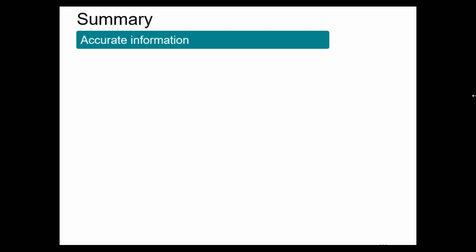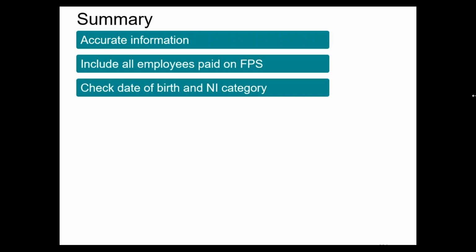So let's recap the main points that we've looked at in this webinar. Make sure the information you record on your payroll software is accurate. Include everyone you pay, however much you pay them. Accurate information includes your details as the employer, your employee's details, the pay amounts, the starting and leaving dates, and of course the tax codes. As we've seen, correct date of birth and national insurance categories are particularly important.